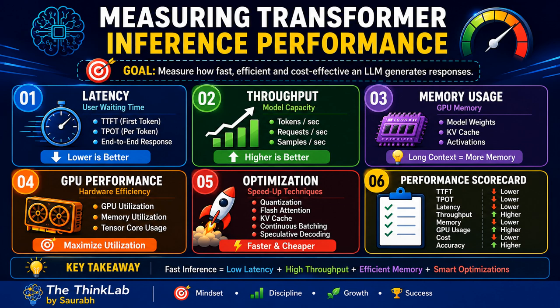Another important thing is Flash Attention. Flash Attention is an optimized attention algorithm, so it reduces unnecessary memory movement and speeds up the attention computation. This is especially useful for long prompts, right? And now we are discussing the KV cache. During text generation, the model repeatedly uses the previous attention values. Instead of calculating them again, the KV cache stores them, and this saves computation. So generation becomes much faster, right?